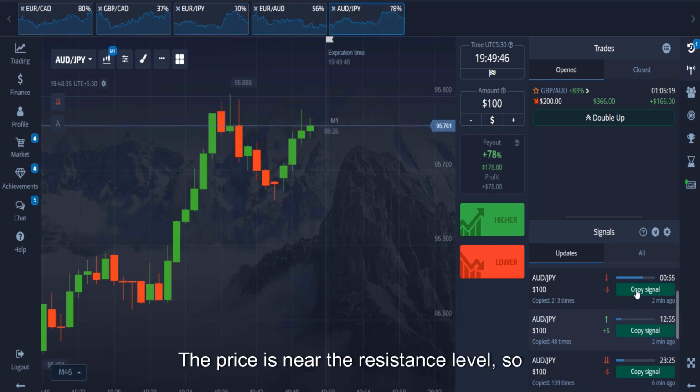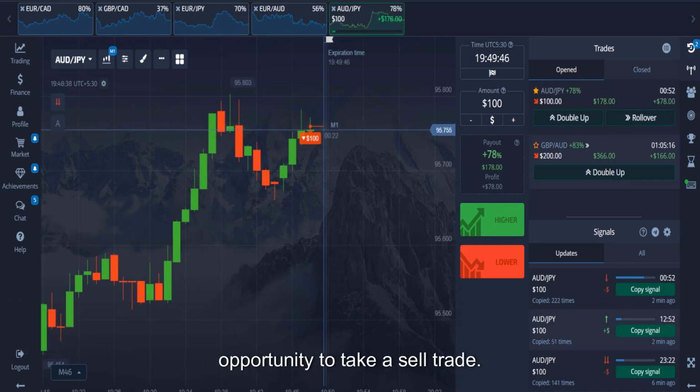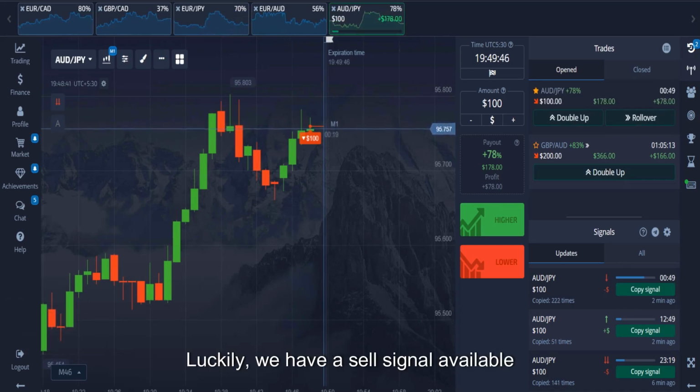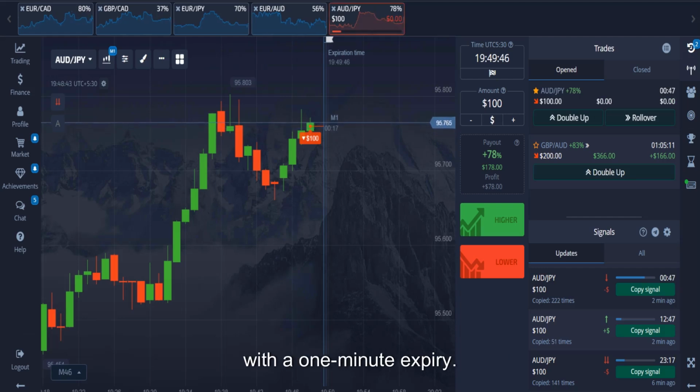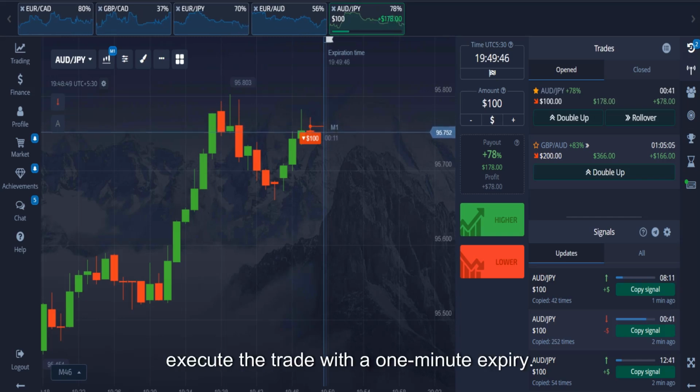The price is near the resistance level, so based on our strategy, it's a good opportunity to take a sell trade. Luckily, we have a sell signal available with a 1-minute expiry. Let's go ahead, copy the signal, and execute the trade with a 1-minute expiry.